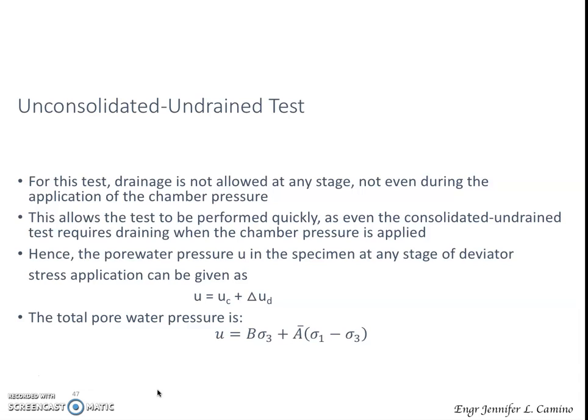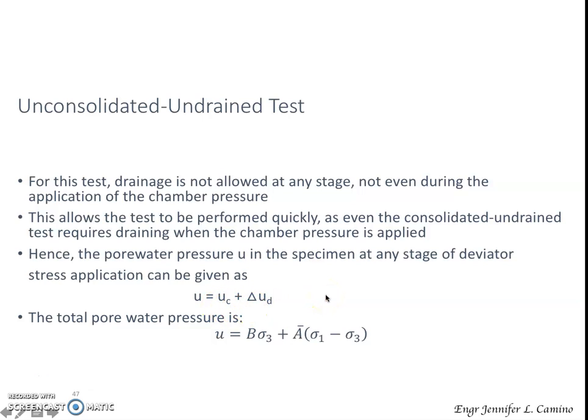So for this test, drainage is not allowed at any stage, not even during the application of the chamber pressure. This allows the test to be performed quickly, as even the consolidated undrained test requires draining when the chamber pressure is applied. Hence, the pore water pressure U in the specimen at any stage of the deviator stress application can be given by this expression.